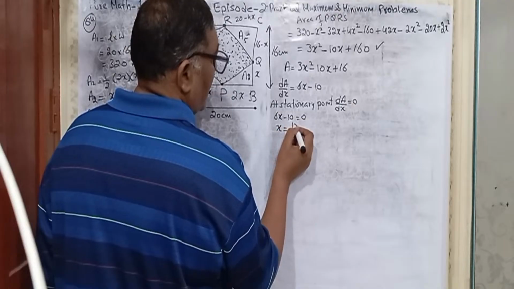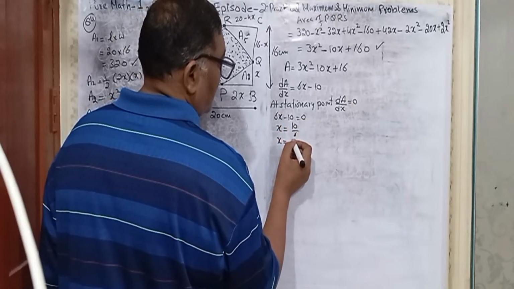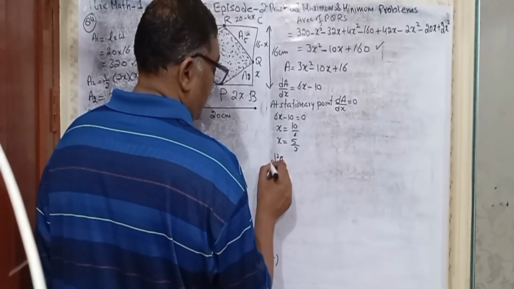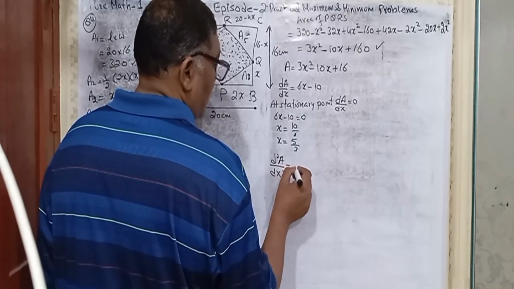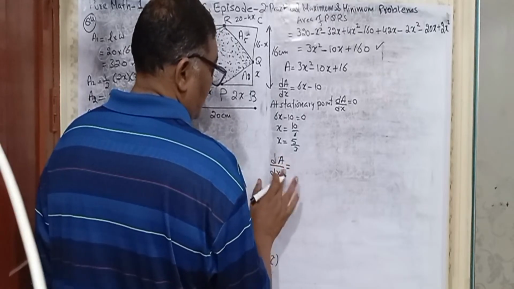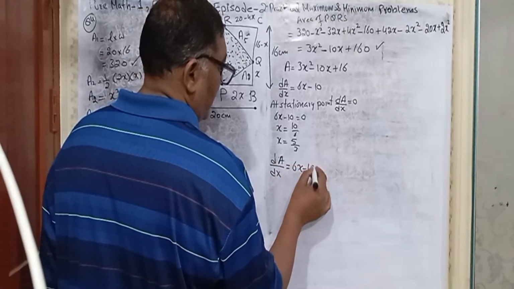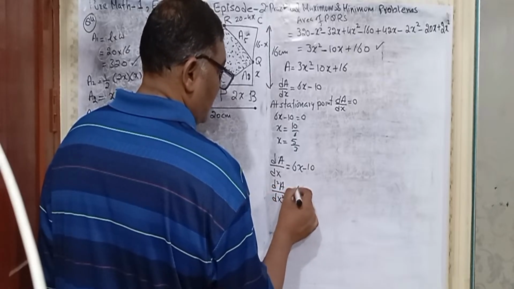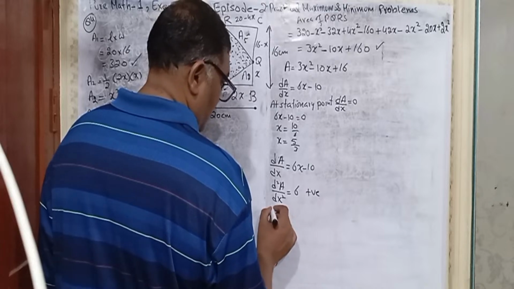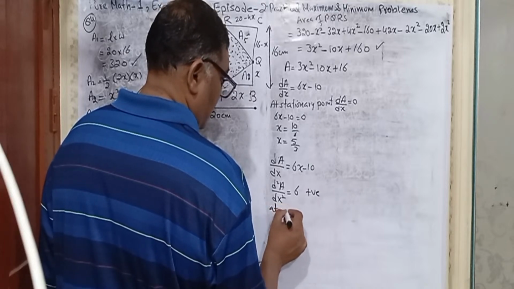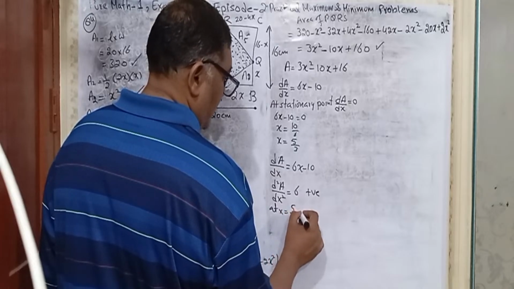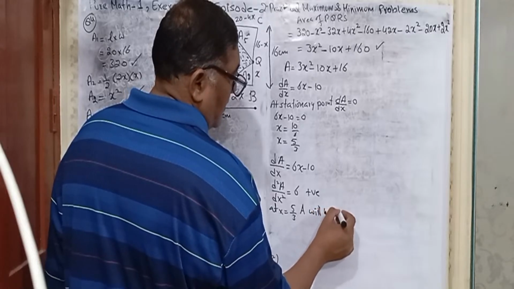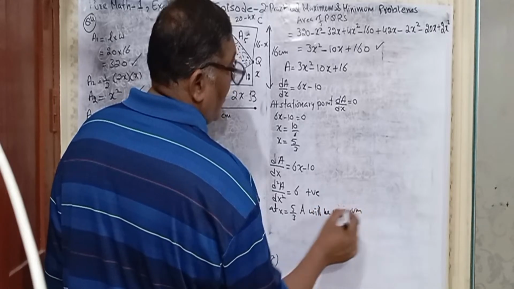So x will be equal to 10 divided by 6, so x will be equal to 5 by 3. Now I will find the second derivative, d square A by dx square, and that is 6x minus 10, so d square A by dx square will be equal to 6, which is positive. So at x equal to 5 by 3, the area will be minimum.